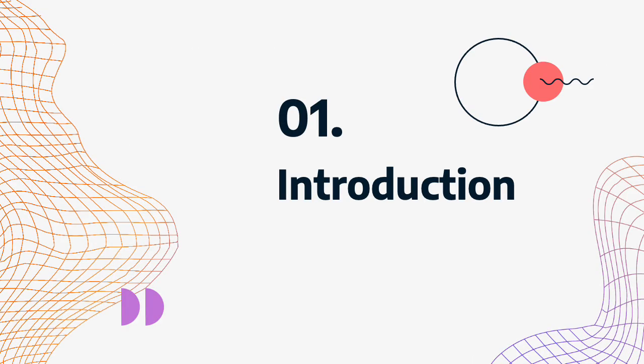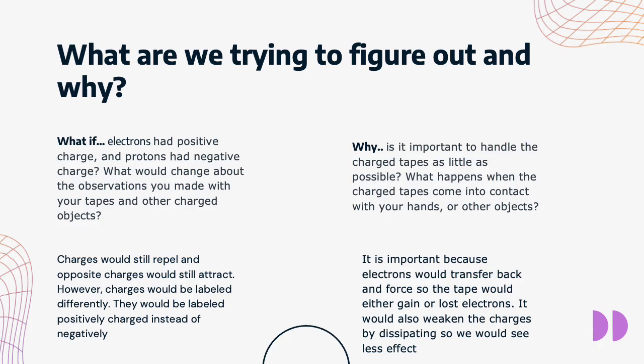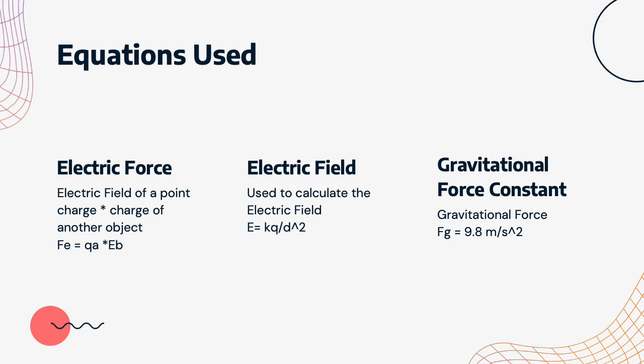So first, our introduction. What are we trying to figure out and why? For the what if question, charges would still repel and opposite charges would still attract. However, charges would be labeled differently, and they would be labeled positively charged instead of negatively. And for the why question, it is important because electrons would transfer back and forth, so the tape would either gain or lose electrons. It would also weaken the charges by dissipating, so we would see less effect on the experiment.